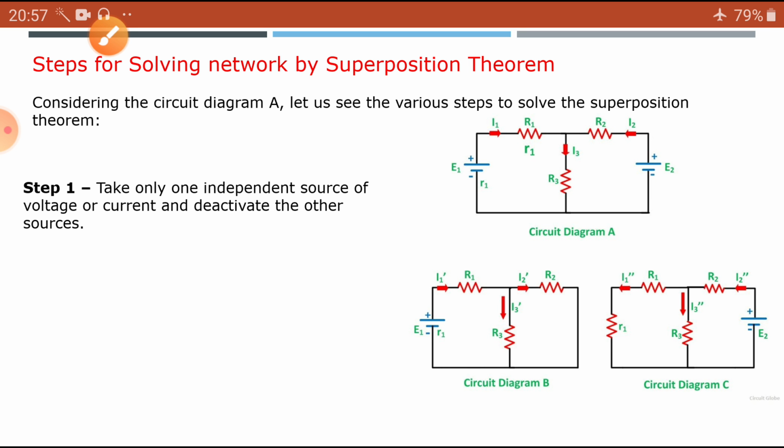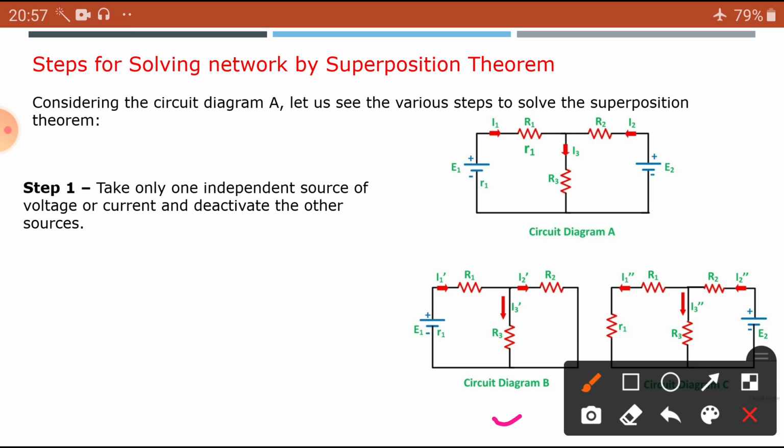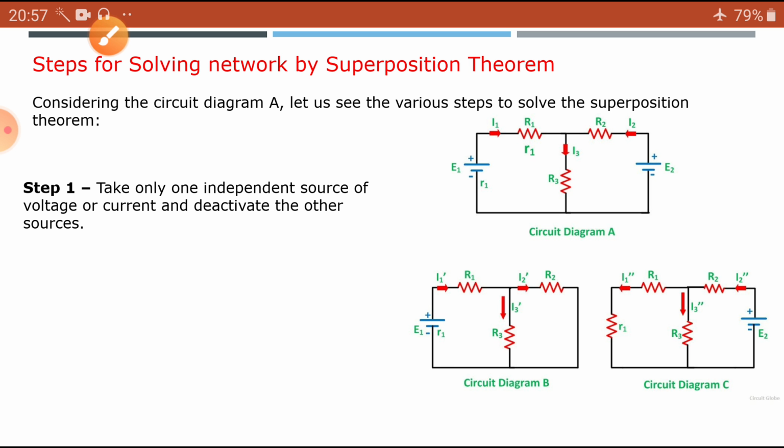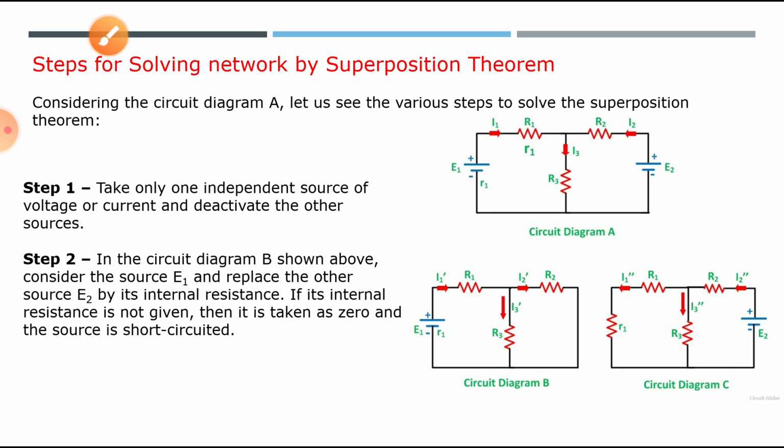Now, second step. In circuit diagram B shown above, consider the source E1 and replace the other source E2 by its internal resistance. If its internal resistance is not given, then it is taken as 0 and the source is shorted, as shown in the figure. That is step 2. You can see it in the figure.